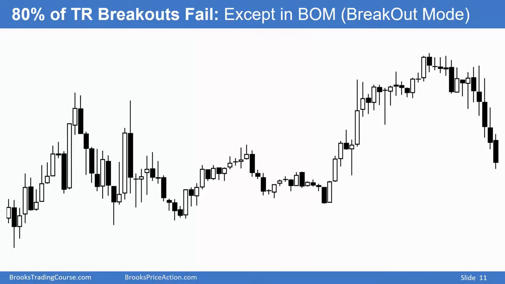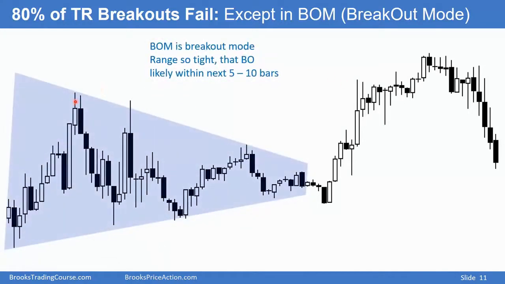Remember my 80% rule. 80% of trading range breakouts fail, except when the market is in breakout mode. If there's a reason to expect a breakout to occur fairly soon, the probability of a successful breakout is higher. We have a triangle, a series of lower highs and higher lows.